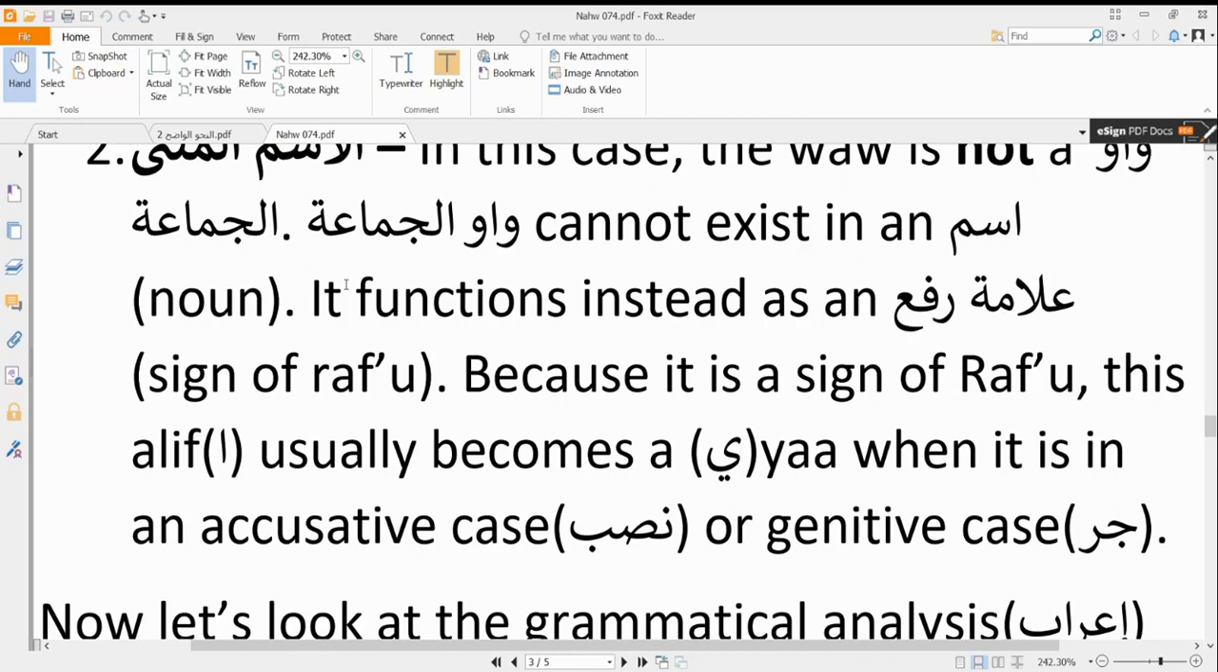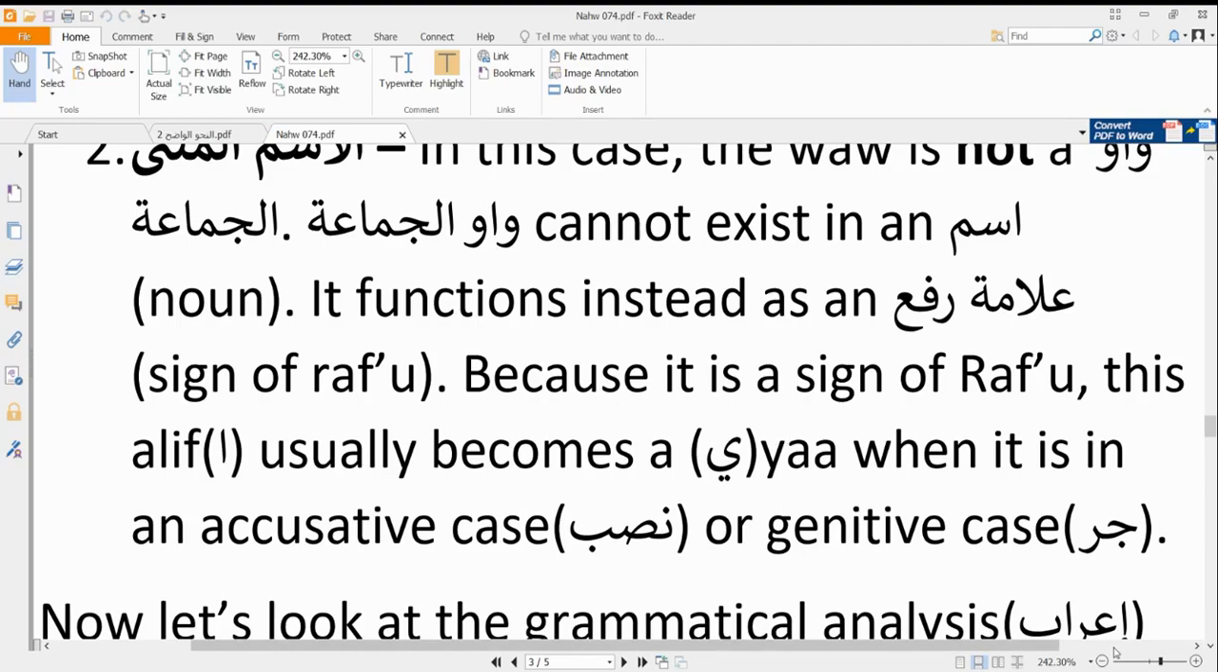And we find out that when we remove it from that nominative case, for example, we add harful jarri before it, we say lil muslimin, that waw disappears and gives way to a ya when it is in a state of nasbu or in a state of jarru. That is what is going to happen to jam'ul mudhakkar salim, because it is usually shown by a waw, and this waw works as an alama to raf'a, and that is why whenever it is not in the case of raf'a, it becomes a ya. That's why we have muslimina.